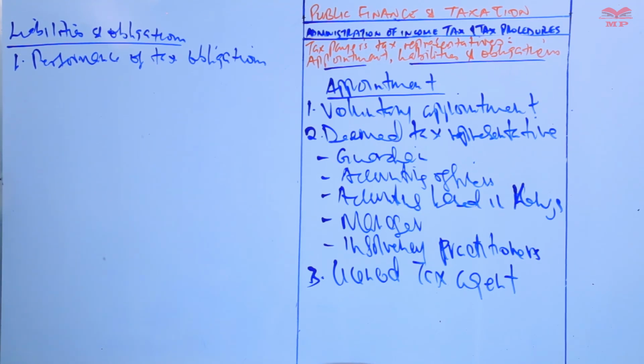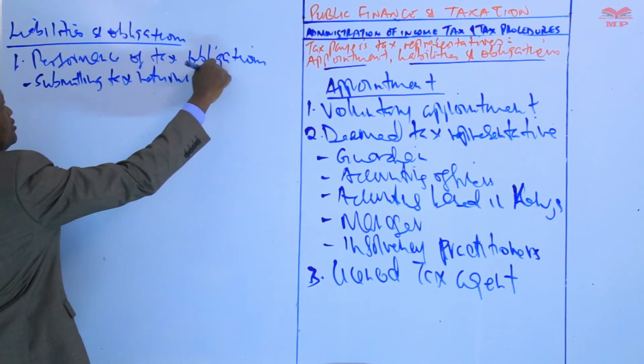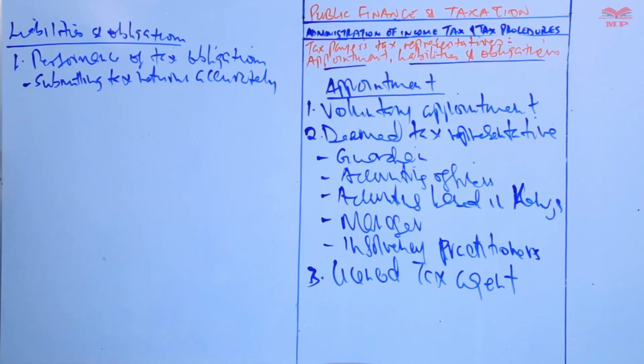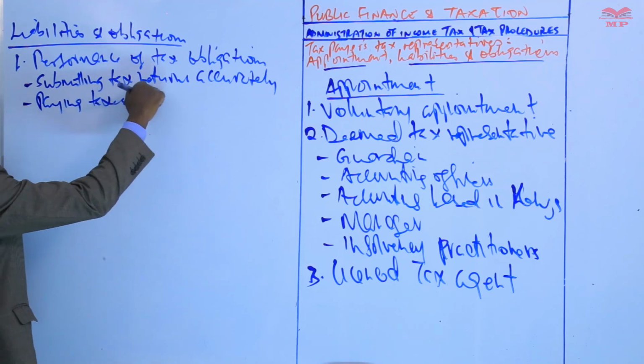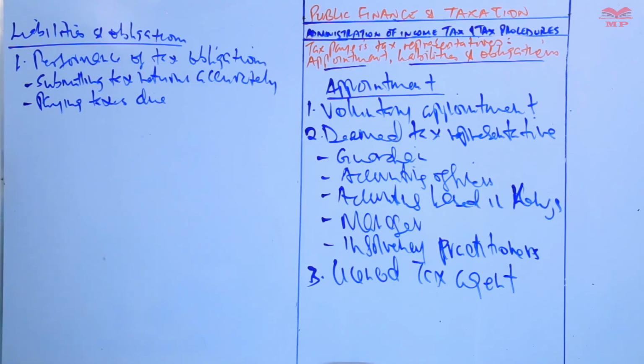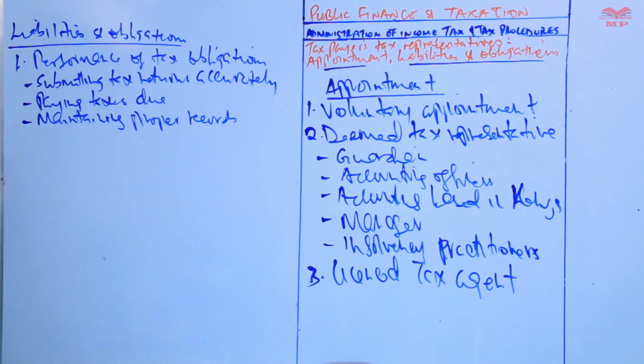That may include submitting tax returns accurately. They have a responsibility to submit tax returns accurately and on time, paying taxes due. They have an obligation to pay taxes due by the taxpayer within the prescribed deadlines, maintaining proper records. They have an obligation to maintain and retain proper tax records and documents for the required period.